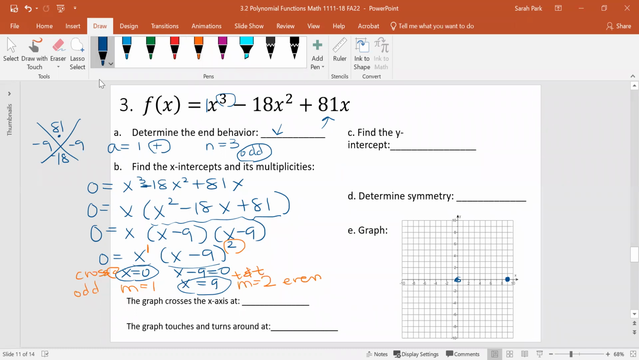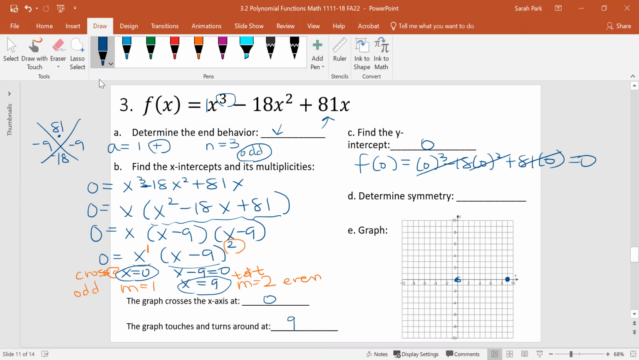Okay, so the graph crosses the x-axis at 0 only, and the graph touches and turns around at x equals 9. Find the y-intercept, that's easy. Just plug in 0 for all the x terms. So we have 0 to the third minus 18 times 0 squared plus 81 times 0. So these are all zeros, and so the y-intercept is 0.